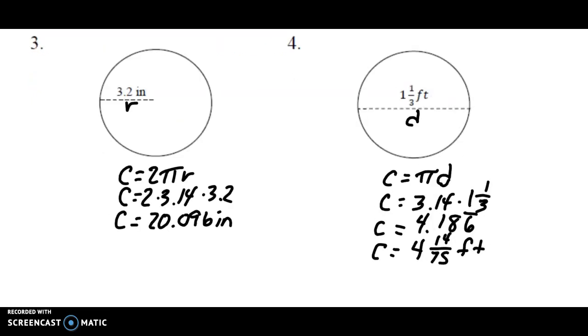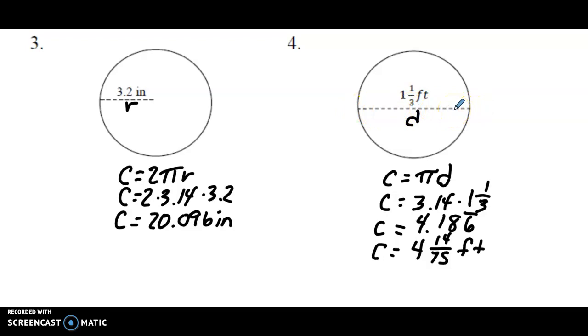Okay, let's see how you did. Taking a look at this first one here, we were given the length from the center to the outside of the circle. That is the radius. So I use C equals 2 pi r. Pi is 3.14, and the radius was 3.2. You should have gotten 20.096 inches.